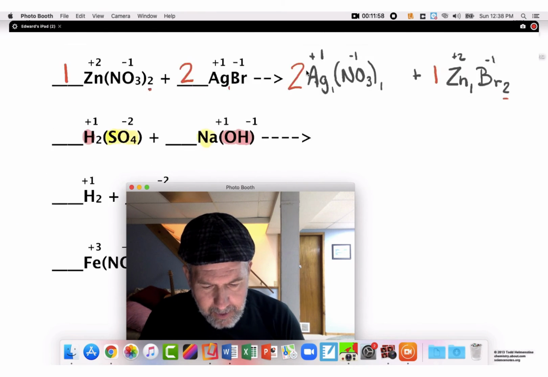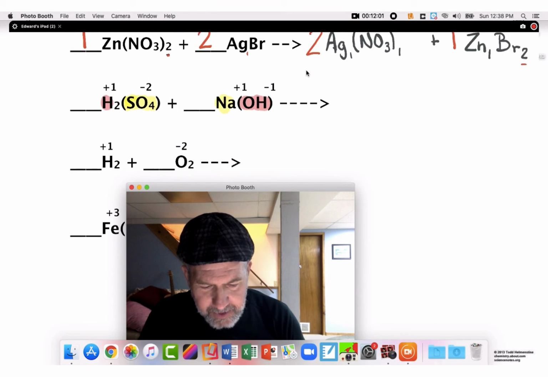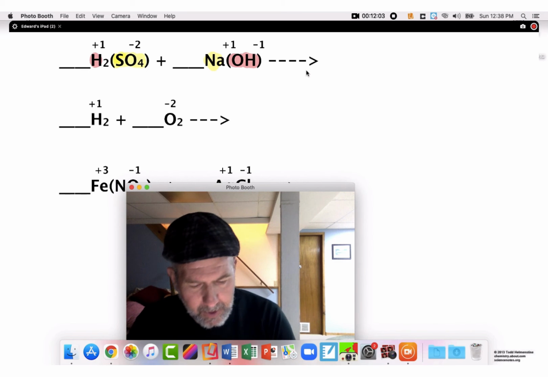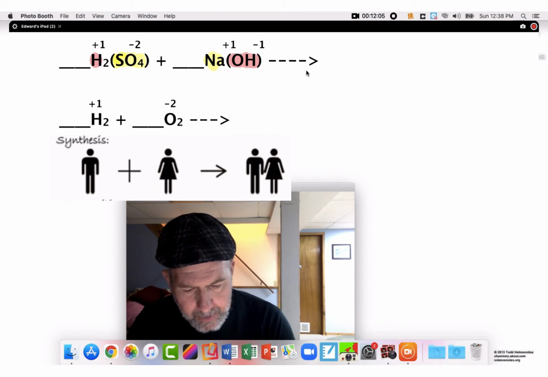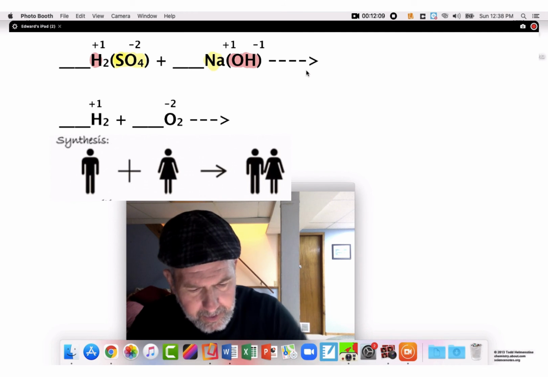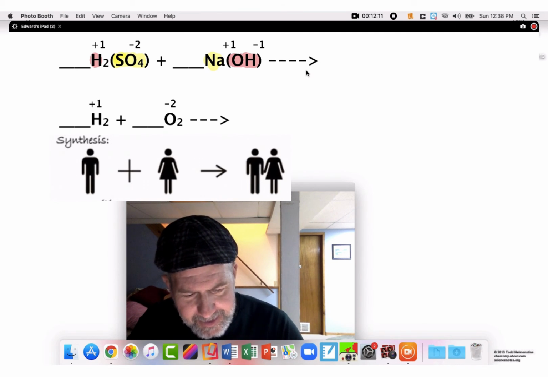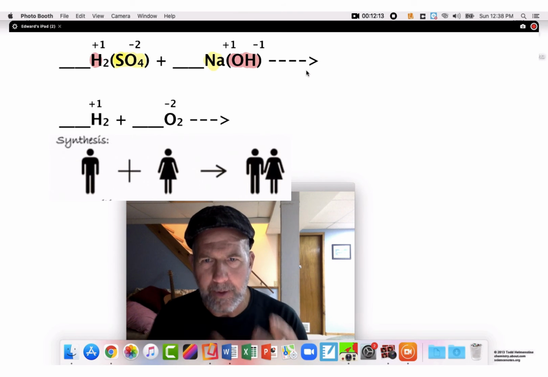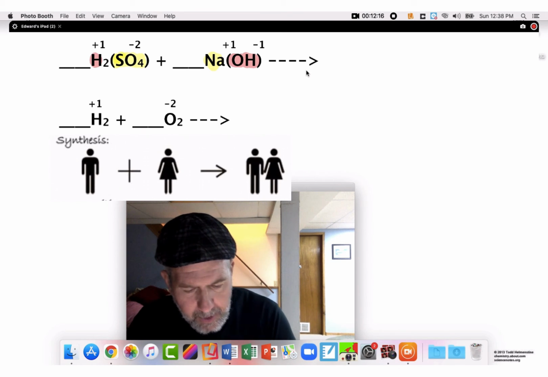Okay, our next one's also a synthesis. So this time we have a synthesis. So we have 2 things becoming 1. This is going to make water, right? This is what we did in class that day with the test tubes when they went foop, right? This is the same thing. So what do we have?